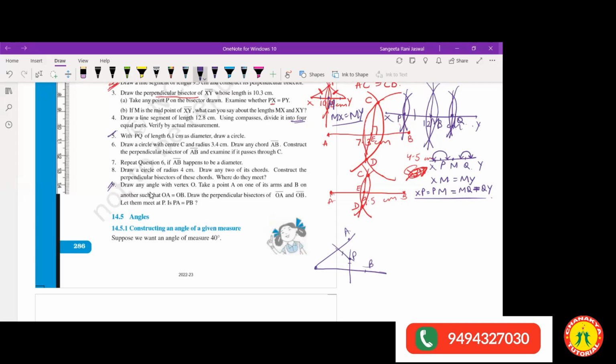Check with your scale. Ma'am, I forgot to ask one question, ma'am. Where do we have to keep O? O is here, the vertex. Vertex means where the two lines meet. Vertex, this point. Understood, ma'am.